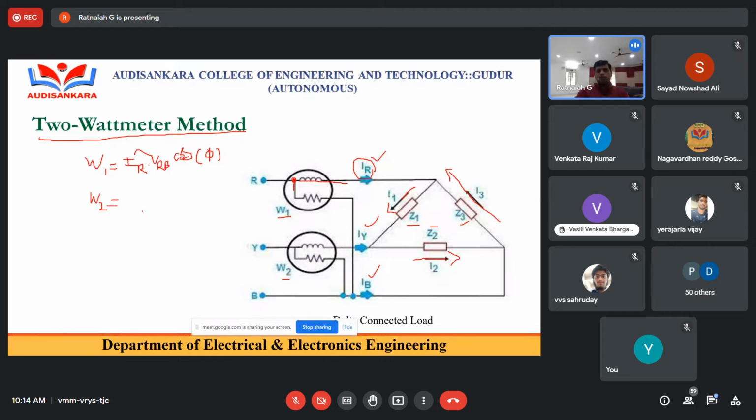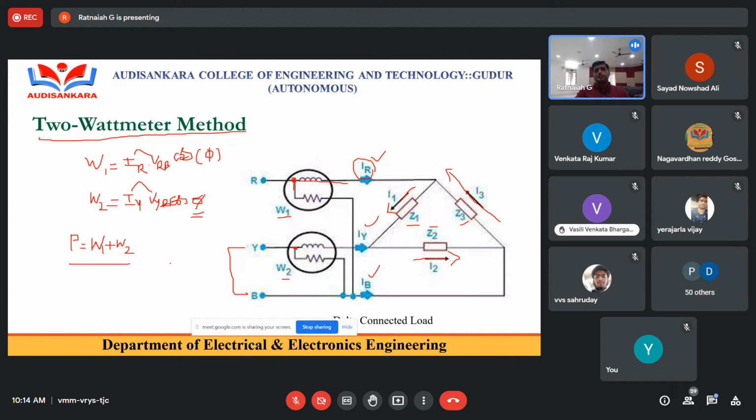Similarly, what is the next wattmeter reading? Second wattmeter reading, W2. What is the current through the current coil? IY. So the current through the current coil is IY. What is the voltage across the load? Here the potential coil of the second wattmeter is connected across Y and B. Therefore, I can take VYB. Again, I can go with cos phi. What is phi? It is the angle between the voltage and current. Then what is the total power absorbed by the load? The total power absorbed by the load, P, is equal to the sum of the two wattmeters, W1 plus W2.